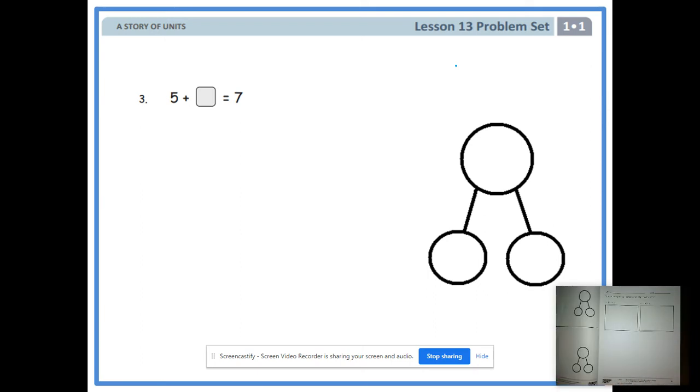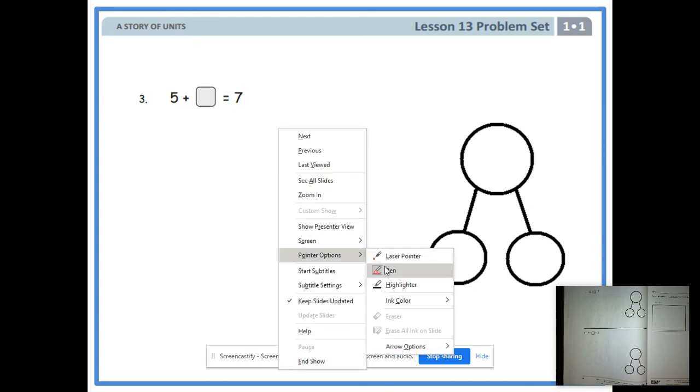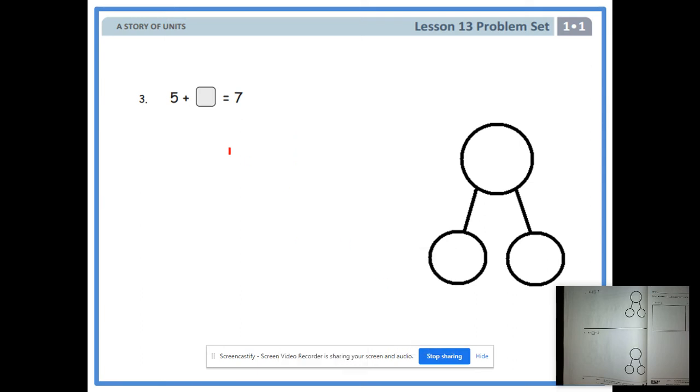For number 3, which is on the back, we're still doing the same thing. But this time, look at your number sentence. What are we missing? A part or a total? Get ready. A part. Here, in order to keep it simple, I'm just going to draw circles. So there was 5 balls, let's say, at the park. So I'm going to go ahead and draw my 5 balls.